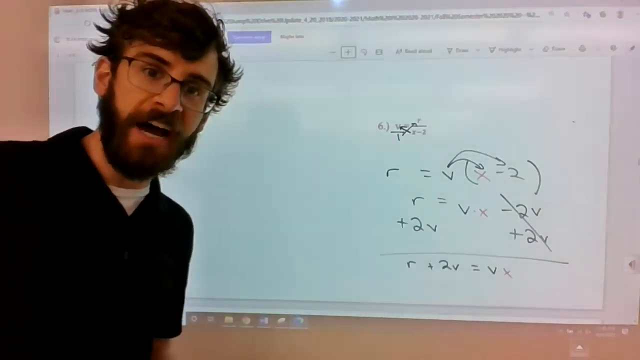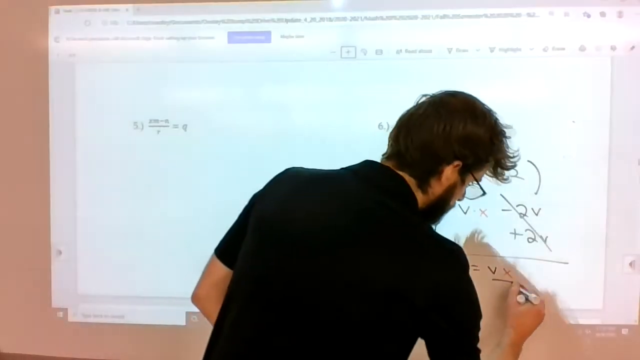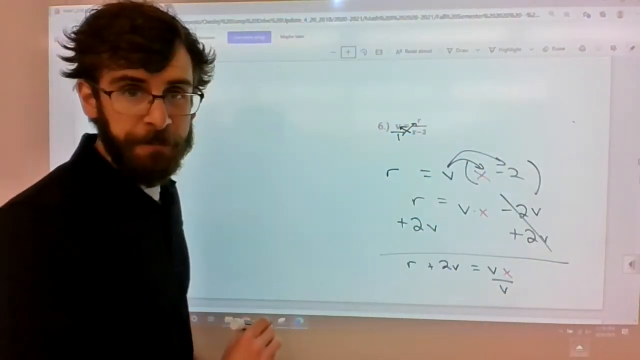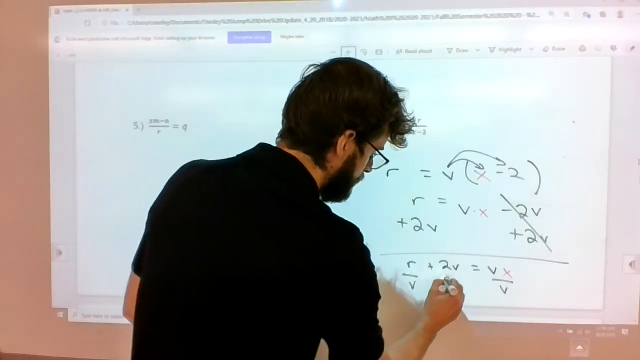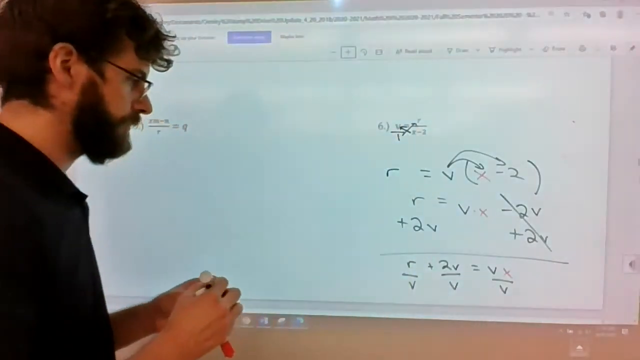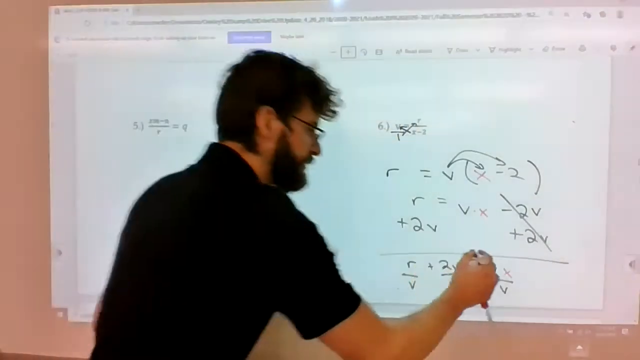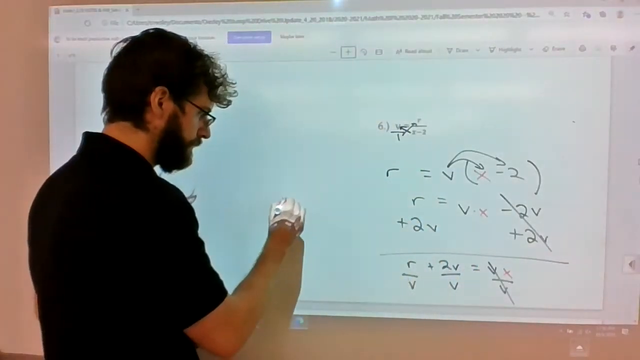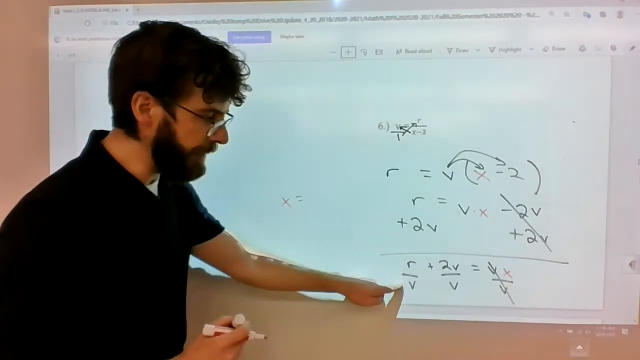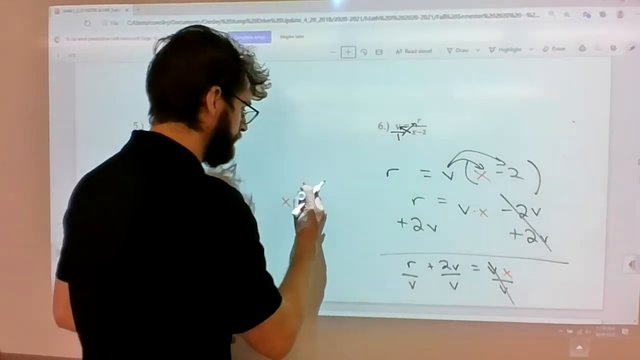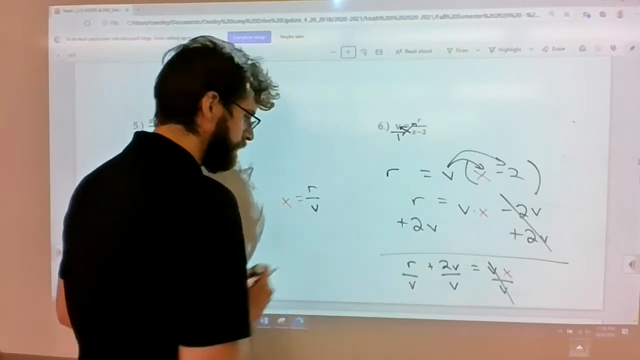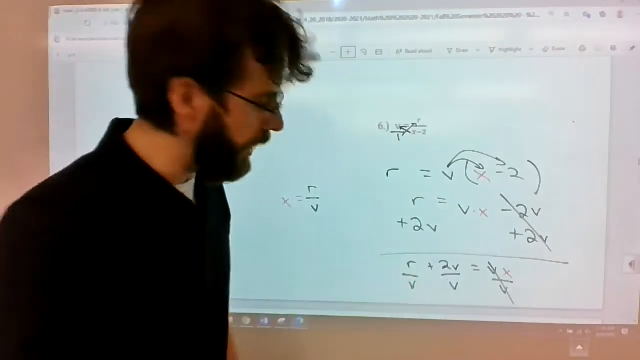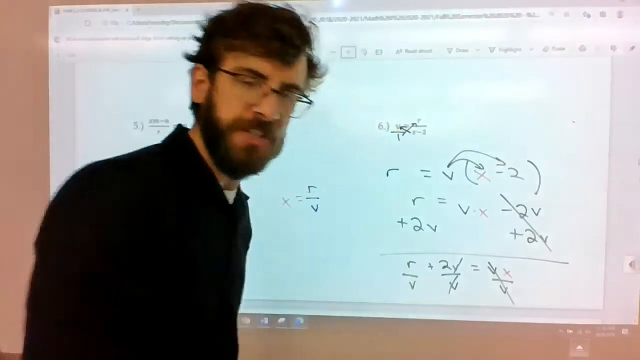All right, divide both sides by v. Divide the right by v, and then divide everybody on the left by v. So that gives us x equals r divided by v. That can't be simplified. But the 2v over v, v divided by v is 1, so you're just left with 2.